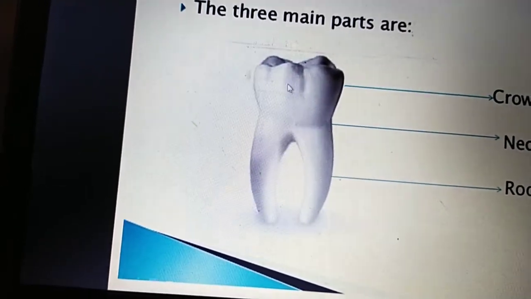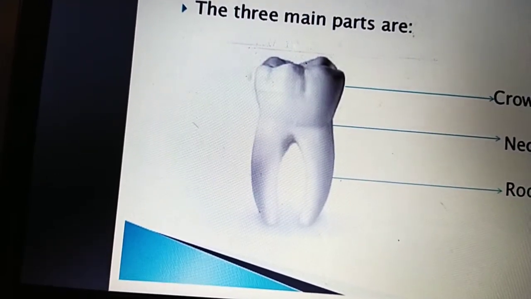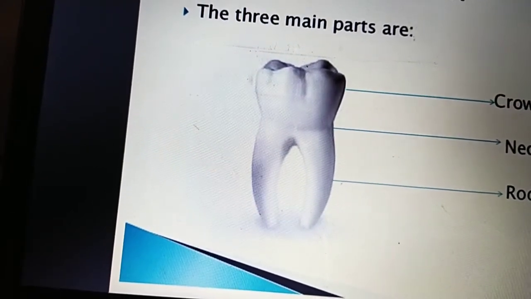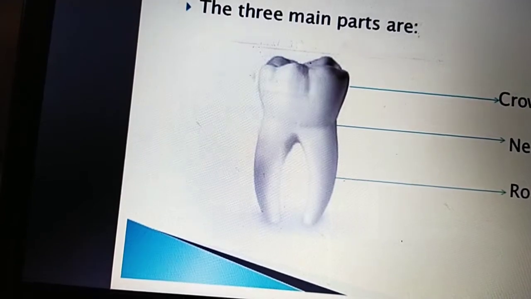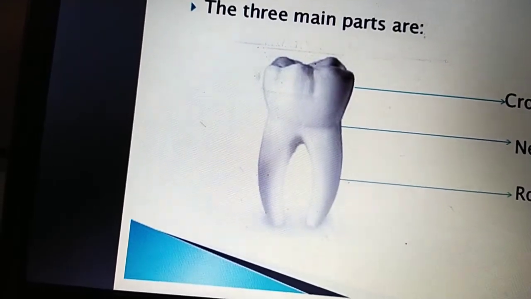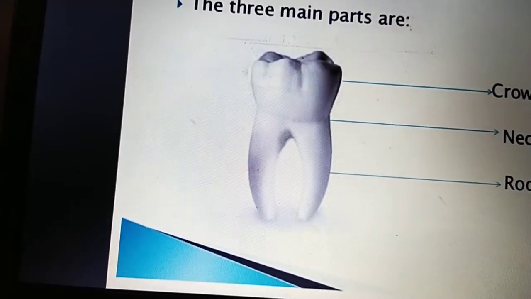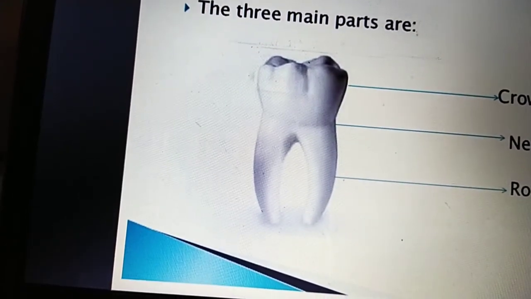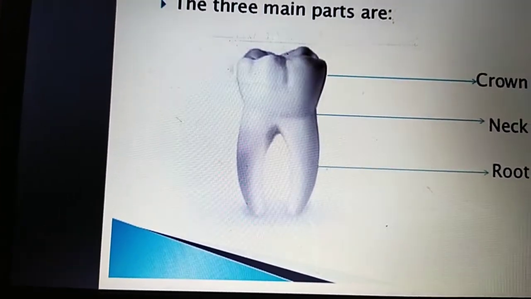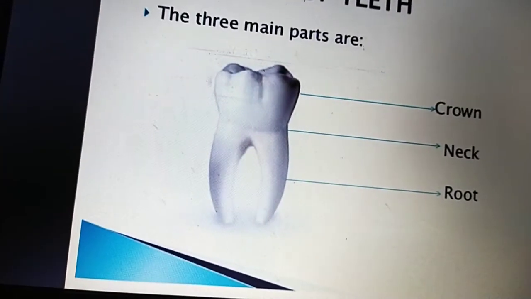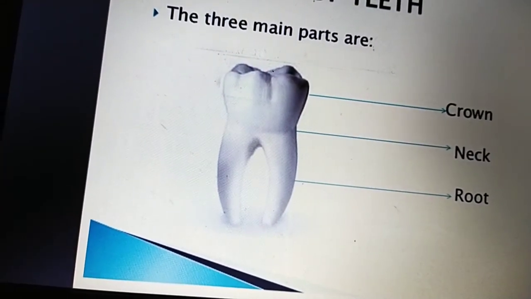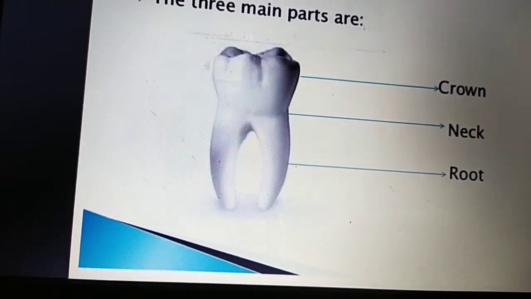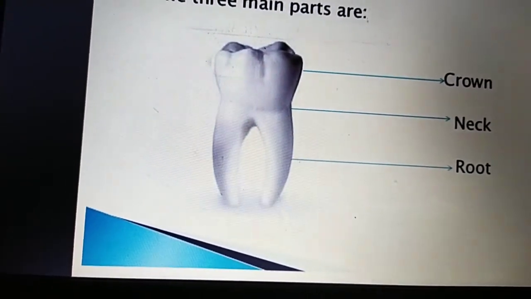In the root, there is also the anatomical root and the clinical root. The anatomical root is found below the cemento-enamel junction and covered with the cementum. The clinical root is any part of the tooth that is not visible in the mouth. The dentin composes most of the root, which normally has the pulp canal or pulp cavity.